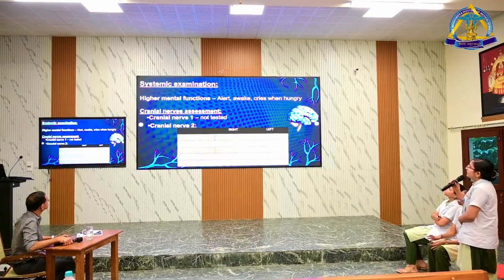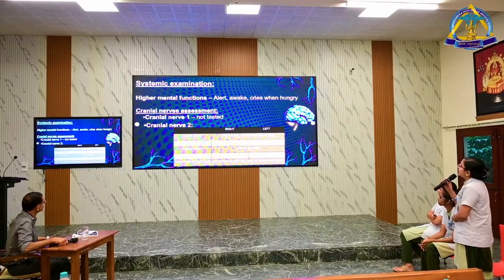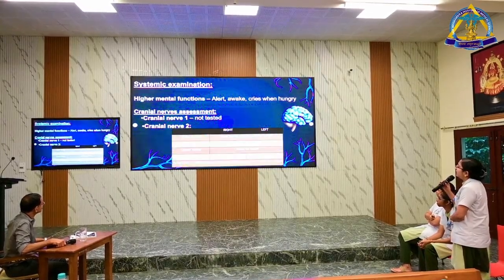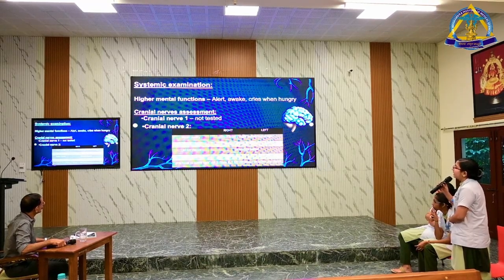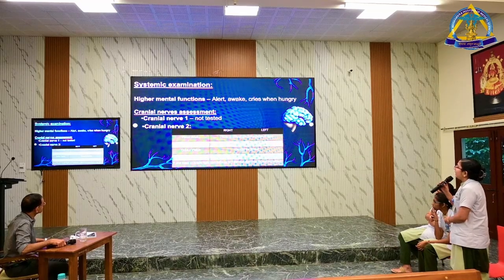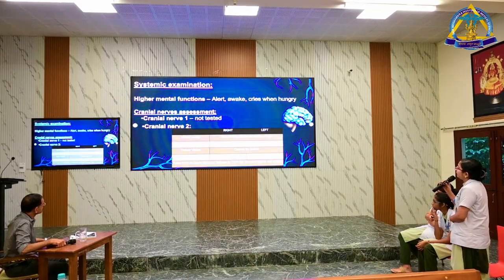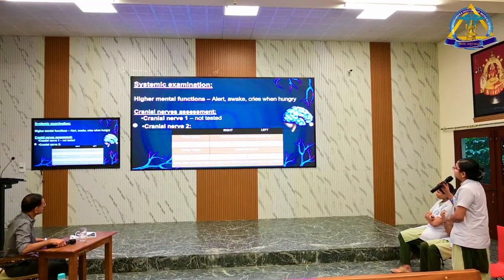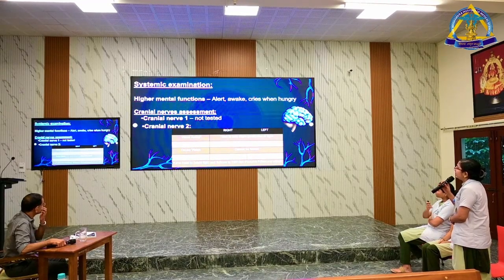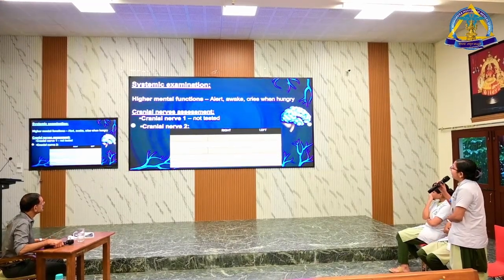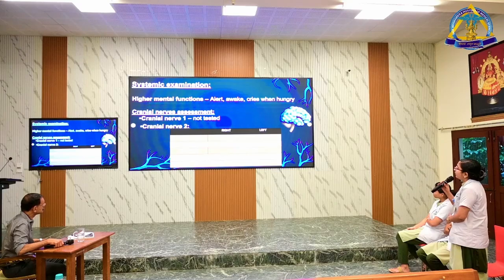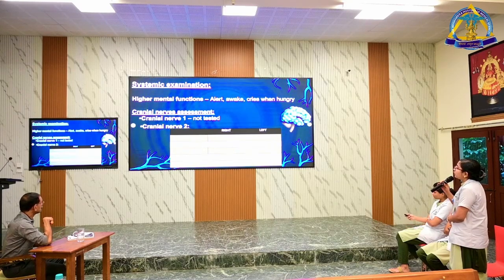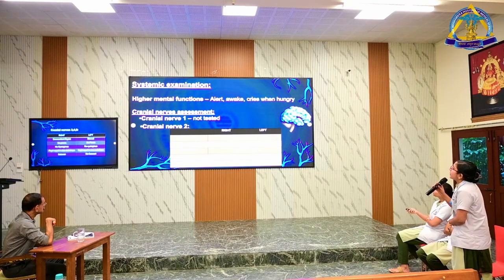Systemic examination. Higher mental function: the baby is alert, awake, cries when hungry. Cranial nerve assessment: cranial nerve 1 not tested. Cranial nerve 2, visual acuity: there is only slight perception of light in both eyes. Field of vision and color vision cannot be tested. Direct light reflex is sluggish in the right eye and normal in the left eye. Baby turns head to bright light and follows to 180 degrees but does not follow any objects.